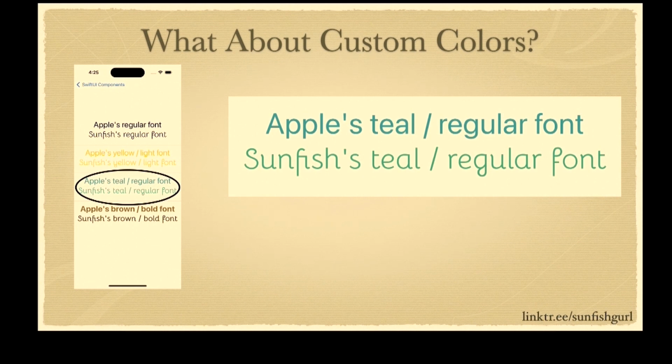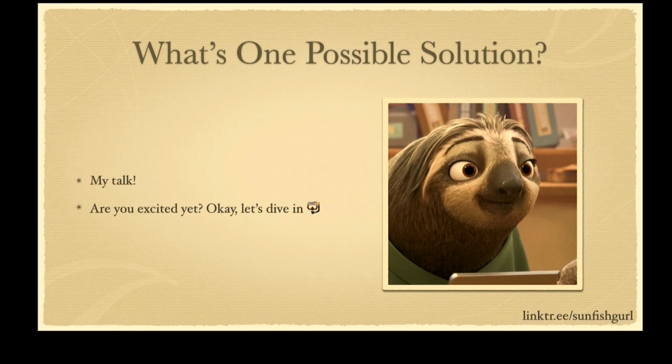And here's yet another example, also from my sample project. The top line displays Apple's version of the color teal, but I don't want my apps to show that. I want my apps to show my custom version of the color teal, like what you see in the bottom line. How would I do that?